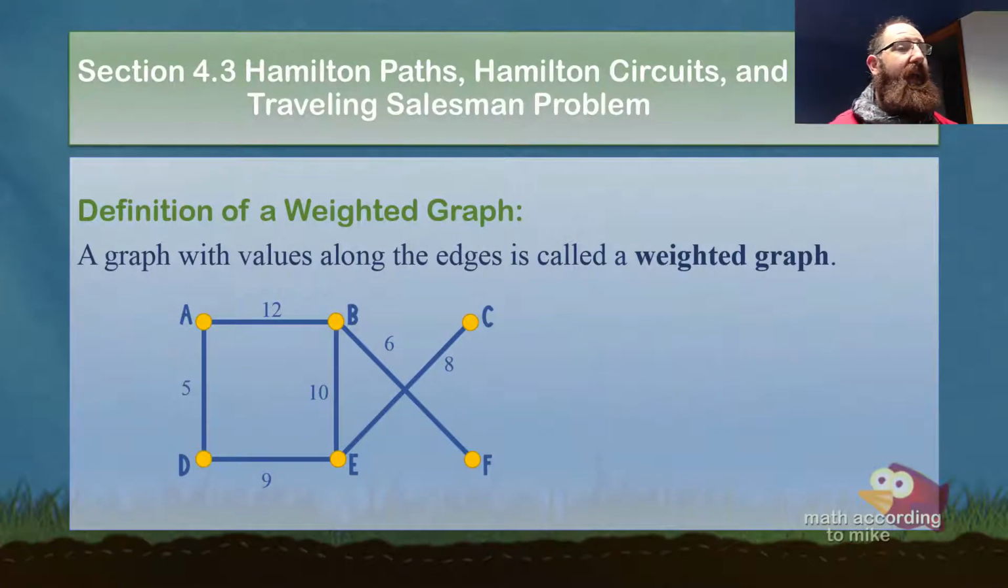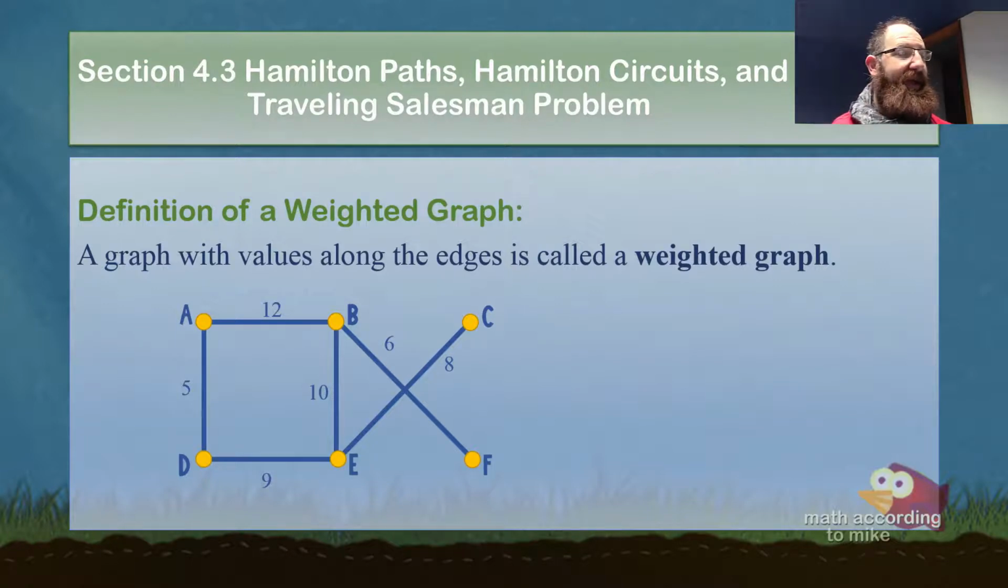Before we go any further, a graph with values along the edges is called a weighted graph. These weights could represent anything. It could be distance in miles, kilometers. It could be a number of customers along a route. Anything you could think of. So do not assume that the graph is proportional to the weight.